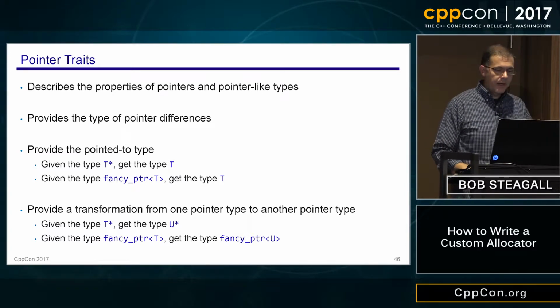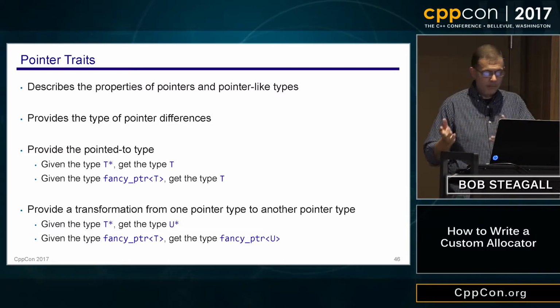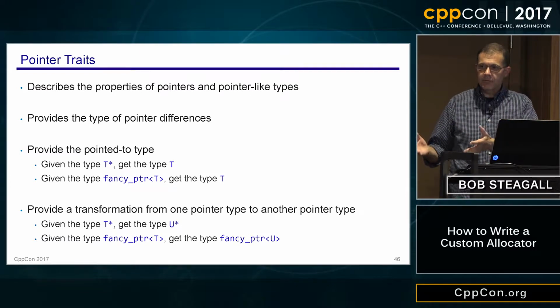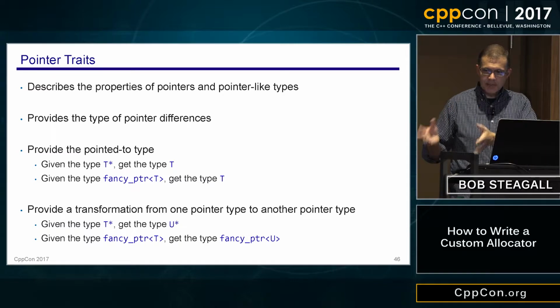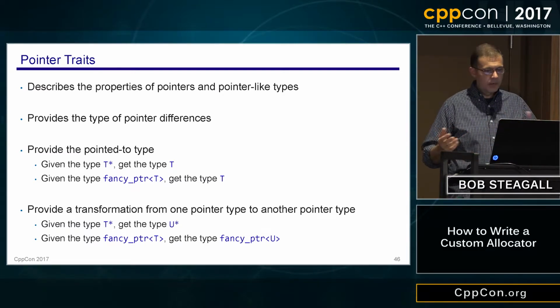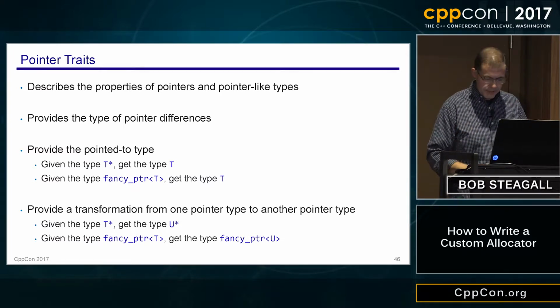So given some pointer type, give me the type to which that thing points. They're also used to provide a transformation from one pointer type to another pointer type. They will have a rebinder as well. Given the type T star, give me the type U star. Given the type fancy pointer of T, give me fancy pointer of U. And T and U don't have to be different types. They can be CV qualified differences of the same type.